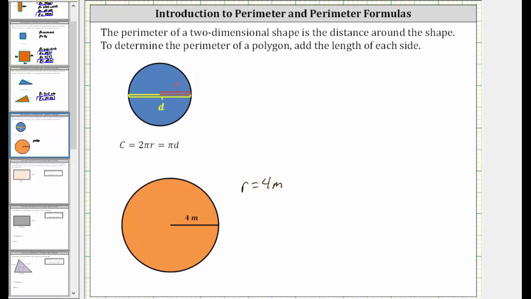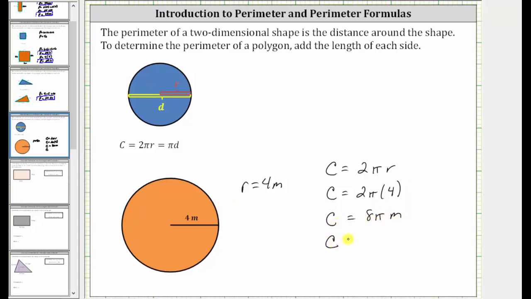And therefore, the circumference C of the circle, which again is the perimeter of the circle, is equal to 2 times pi times r, which in our case is 2 times pi times 4 meters. Well, 2 times pi times 4 is equal to 8 pi. The exact circumference is 8 pi meters. But because of the pi, we often get a decimal approximation.